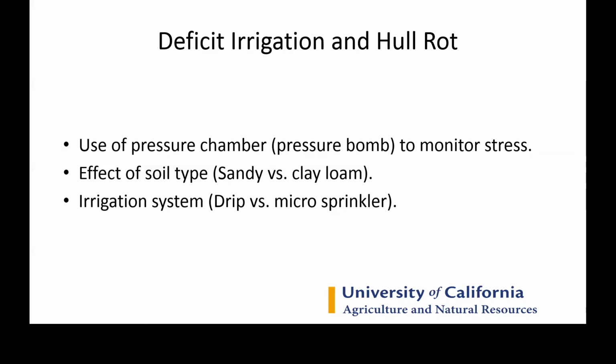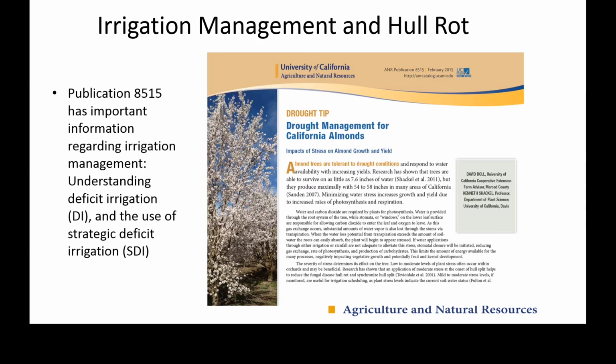The other thing to take into consideration is drip versus micro sprinkler or flood irrigation. Remember, it's easier to reach that point with drip compared to micro sprinkler, as micro sprinkler will put more water on the orchard floor. So those are three things to take into consideration when you are applying deficit irrigation.